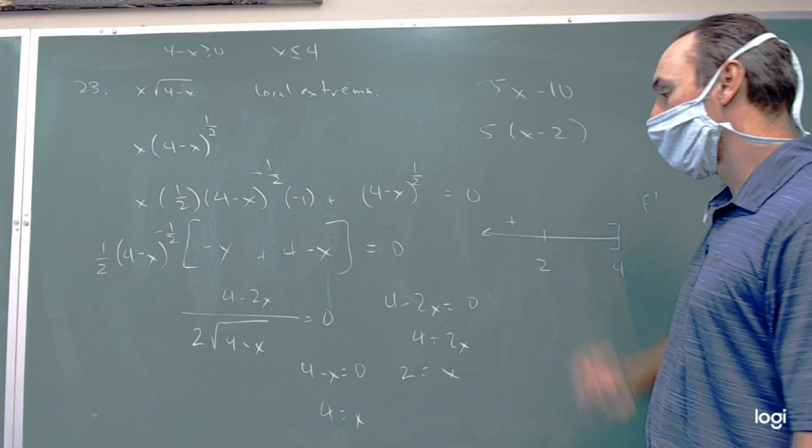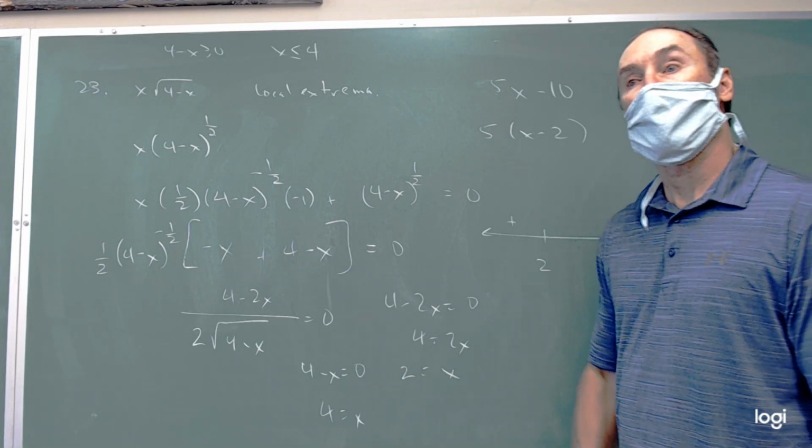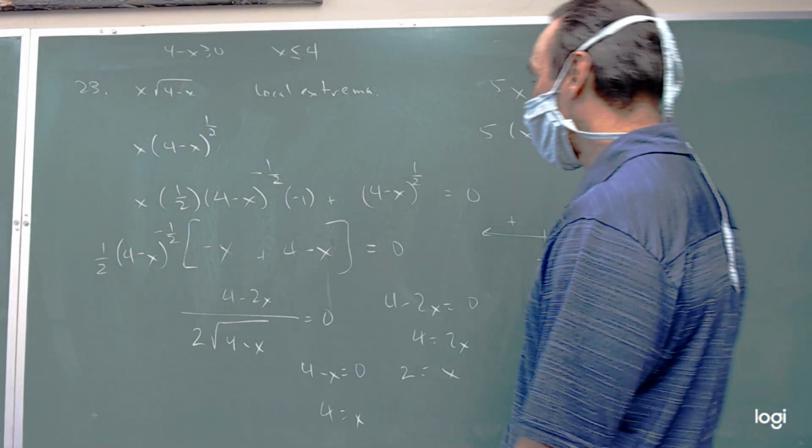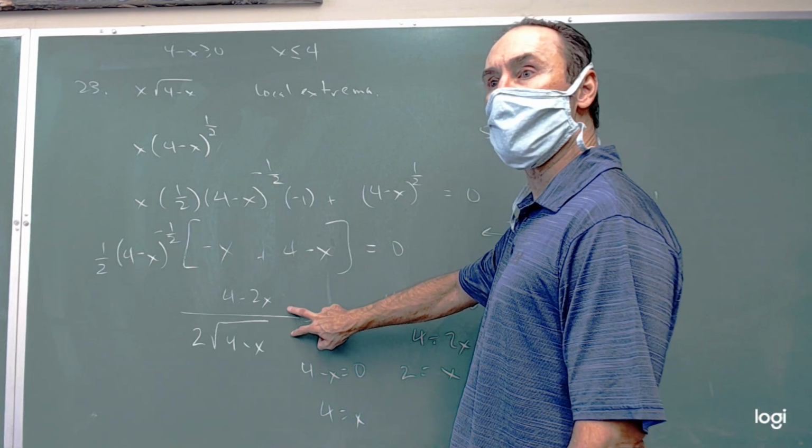I got a 3. What's that? I got a different critical point. Uh-oh. What did you get? 8/3. Did I do this wrong somehow? Did you get the same derivative that I did? Yeah. Did you get this as a derivative?